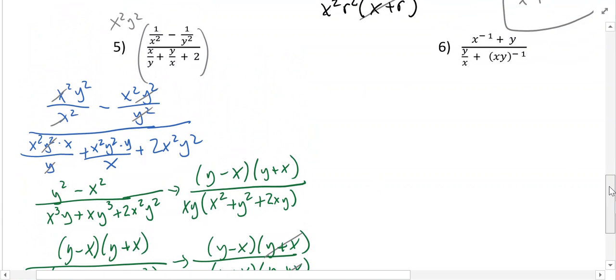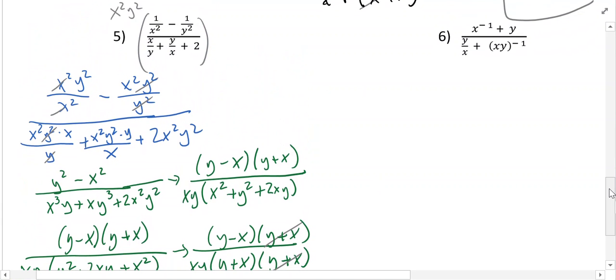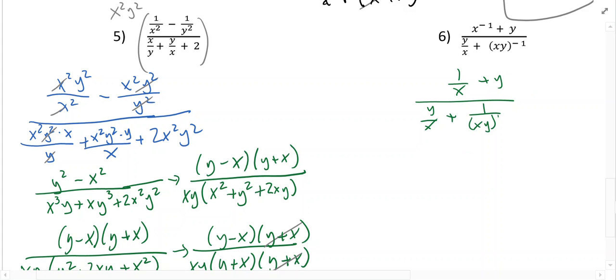All right, so let's go ahead and go to number 6. Remember, with number 6, before you can do anything, this negative exponent needs to turn positive. So you want to think of it as 1 over x plus y over x plus 1 over the quantity xy. Remember, it's to the first here. So I want you to go ahead and pause the video and try to do this one.